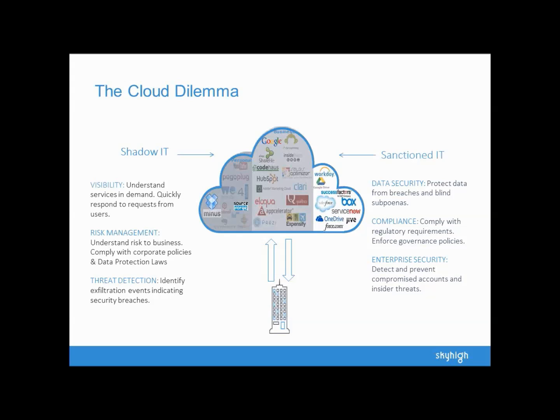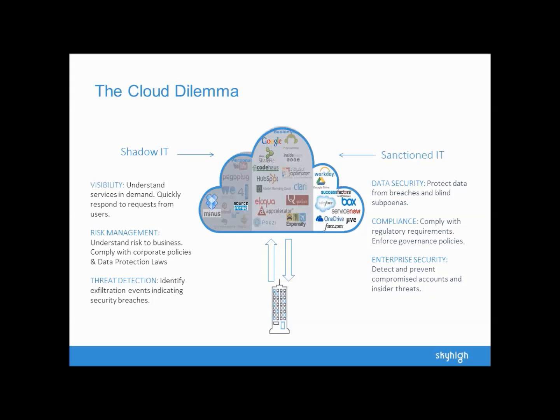On the right hand side you can see here sanctioned IT services, services that the organization has signed a contract for, that everybody knows should be used, that they've worked out terms and conditions with the supplier, and it's a sanctioned IT service provided by the corporation to the individuals. Perhaps one of the most famous ones here would be Salesforce, used by many organizations for customer relationship management.